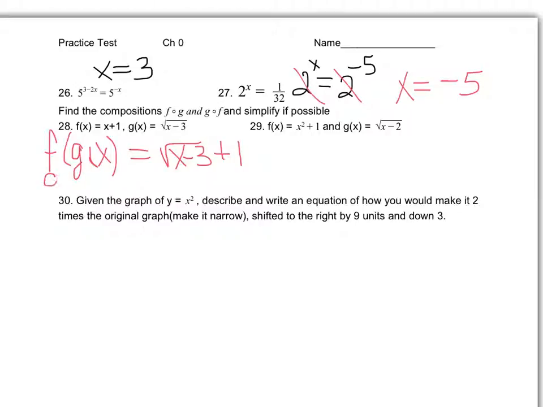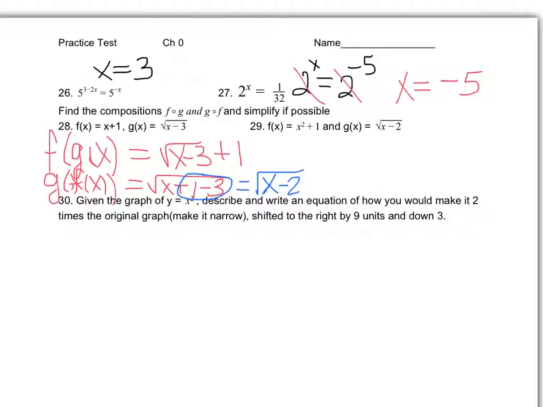And then if you go backwards, g of f of x, you would have the square root of x plus 1 minus 3. But you can simplify underneath here, and you'd have the square root of x minus 2.